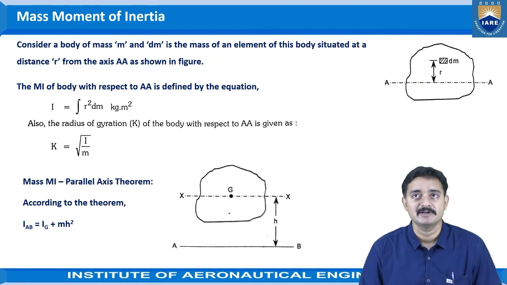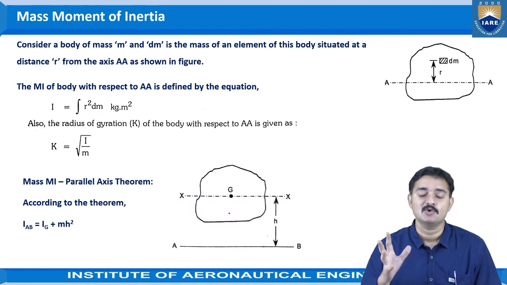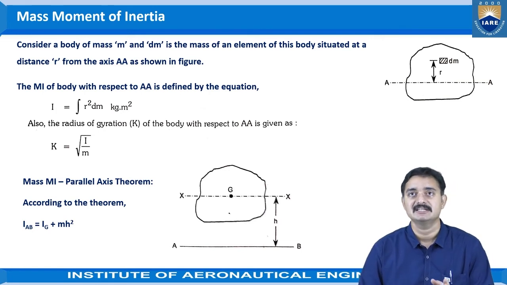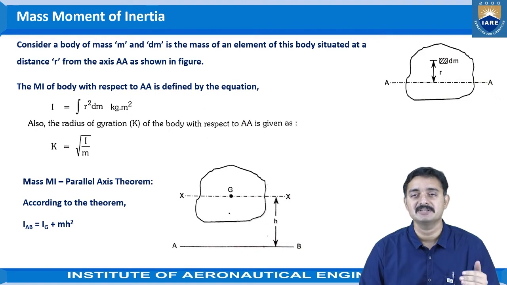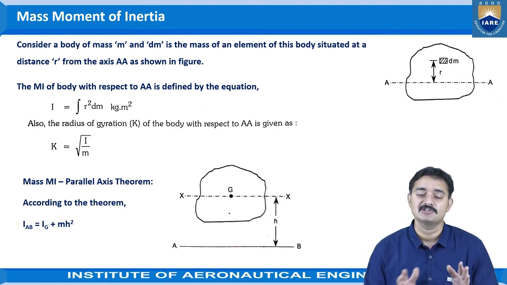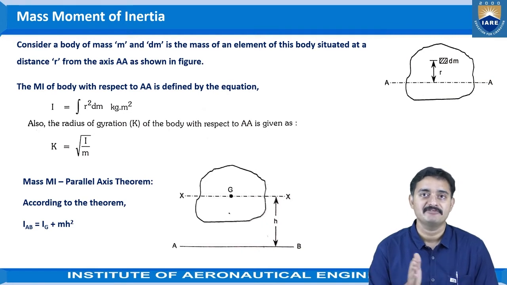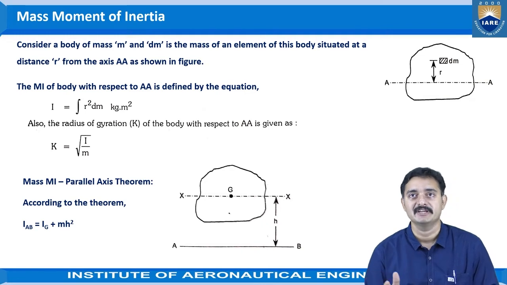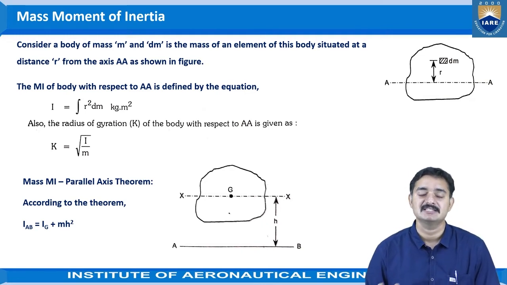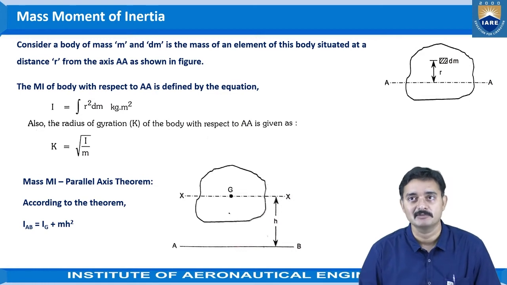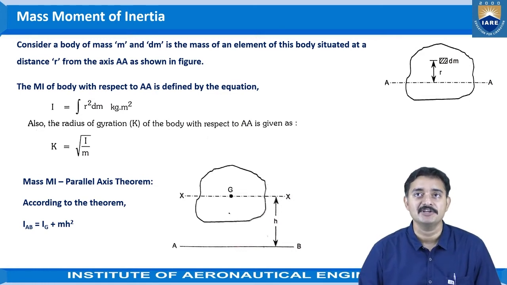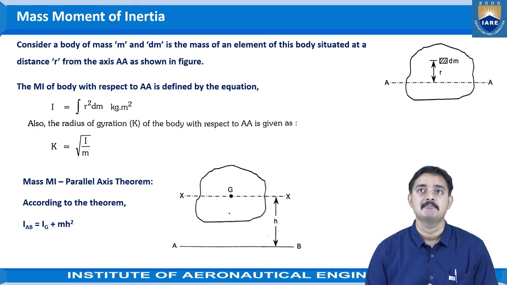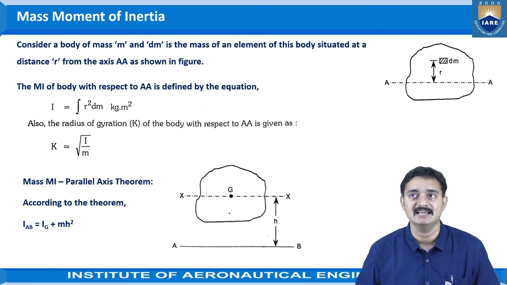Now coming to the mass moment of inertia, let us consider the total mass, the solid three-dimensional object. Till now, whatever we have seen, the moment of inertia is for two-dimensional sections, two-dimensional planes, which is also called the moment of area, or second moment of area. Here the mass moment of inertia is related to the total mass of three-dimensional objects. So consider a body of mass m, and dm is the mass of an element of this body situated at a distance r from the axis AA as shown in the figure.